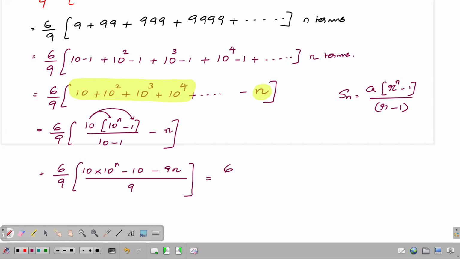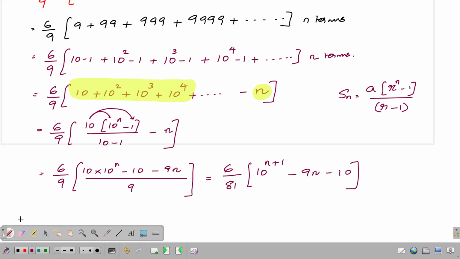This can be considered as 6 divided by 9 into 9, it is equal to 81. The entire thing you are multiplying here. It will be 10 power n plus 1. Please note, 10 into 10 power n is 10 power n plus 1. Okay. Minus 9n minus 10. This is what I am getting as my answer.